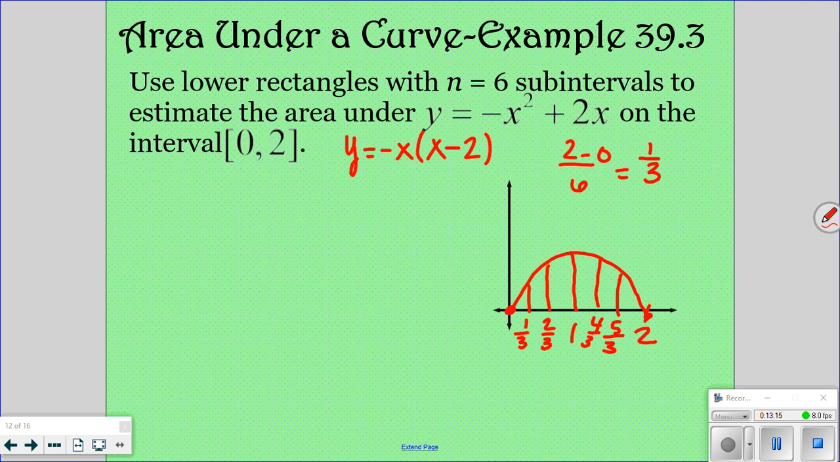Now this one says use lower rectangles. So if I draw a rectangle over here, if I drew it this way, it would actually be above the curve, which is not what I want. So I have to draw it from this side, but then there's no height. So we don't need that one.